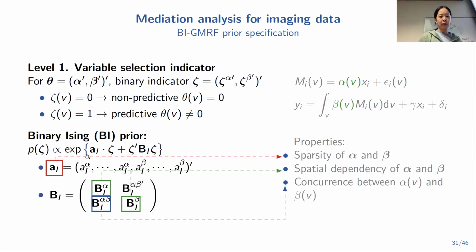So the Ising prior has some hyperparameters. One hyperparameter controls how sparse it is, and another controls how strong. Suppose this pixel is being picked, we want to pick its neighbor as well, so that there will be a region, right? That is how strongly we want to encourage that type of continuous selection. So those B parameters are for this. And particularly this capital B alpha beta is for encouraging the co-occurrence of our alpha and beta, which will enable our pathway.